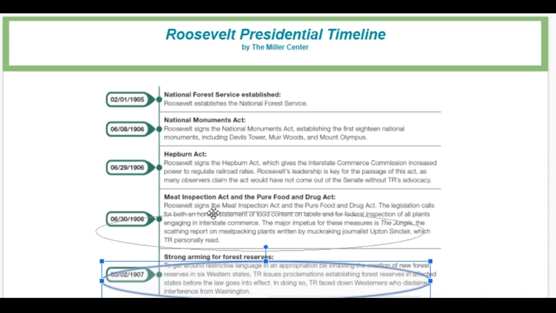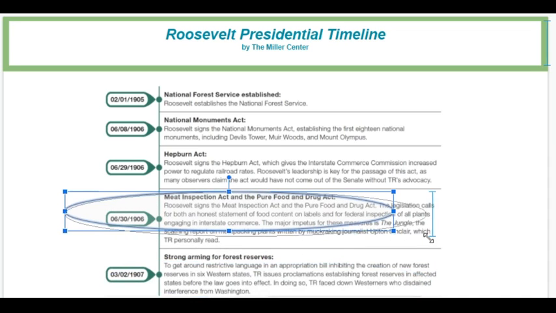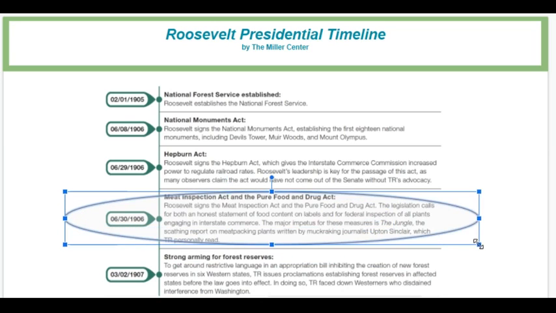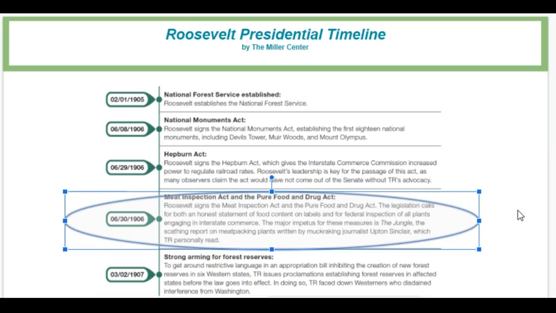We think of The Jungle, that book that wrote all about the horrible situation. Although I'm really nasty in my classroom, I talk about the yummy, yummy sausages, and they're like, "Miss, that's not funny." The Meat Inspection Act and the Pure Food and Drug Act, because remember, he signed them, meaning Congress passed this legislation. These laws call for both an honest statement of food content on labels. Yeah, that's right, we have nutrition facts for food. Federal inspection on all plants engaging in interstate commerce, meaning that cross the state lines, the national government gets involved.